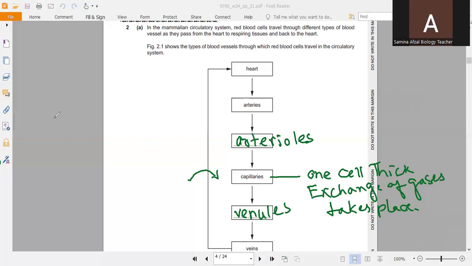And venules join together to make veins. So first of all, the arteries divide and then fill the capillaries, which are only one cell thick, and from the capillaries the blood vessels join together to make venules, and the venules join together to make veins.